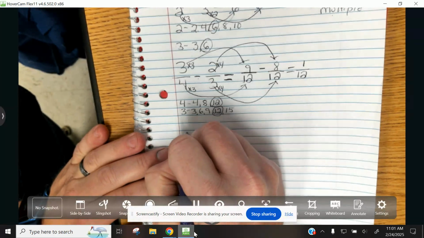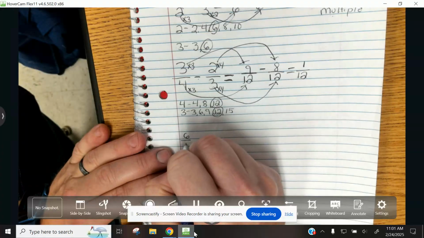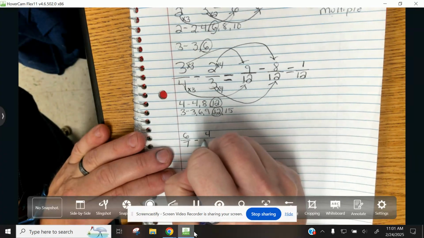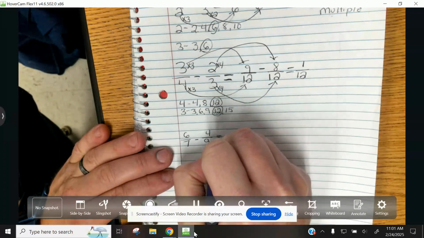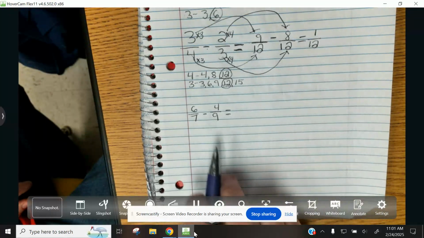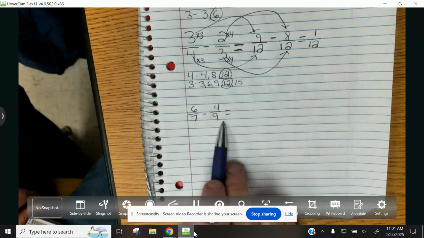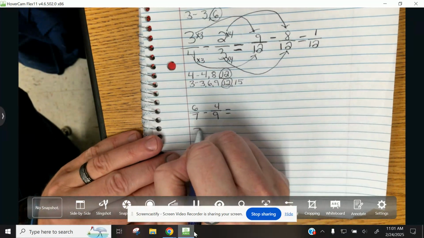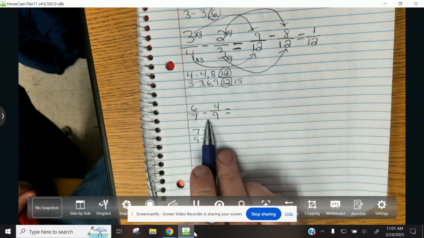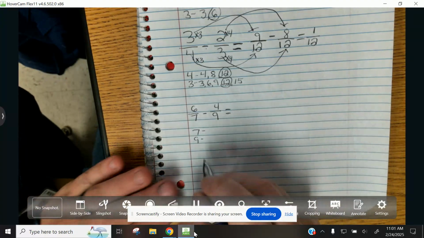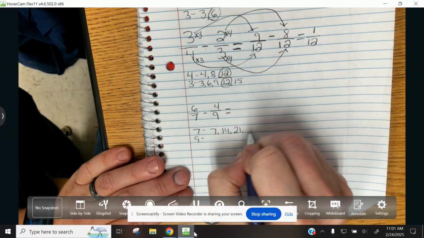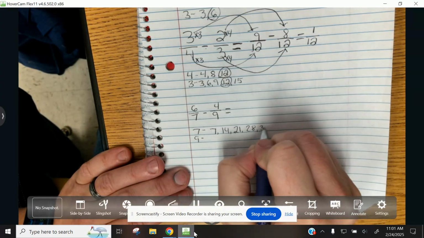What if we add 6 sevenths minus 4 ninths? So again, now we have to know our facts. We know our denominators are not the same. We need our denominators to be the same. So right below it, I'm going to write 7 and 9. And I'm going to start listing multiples of my denominators to figure out what I could do. So I'm going to start with 7. 7, 14, 21, 28, 35.